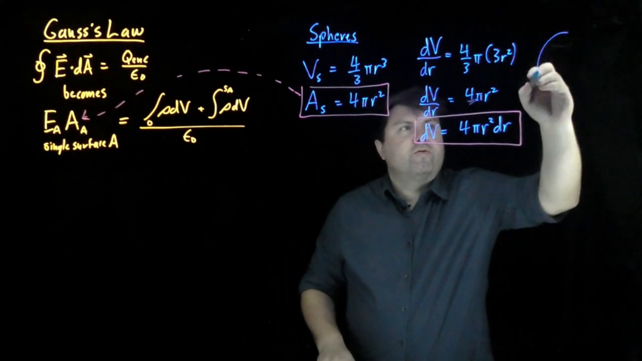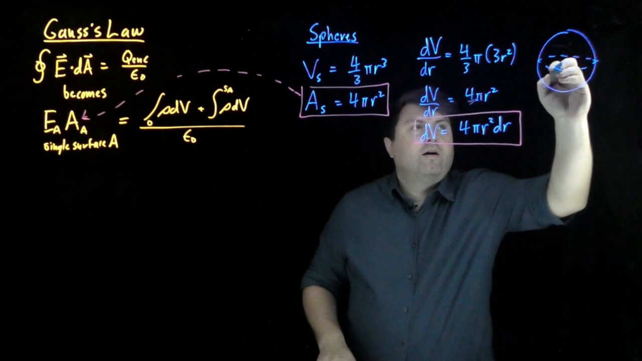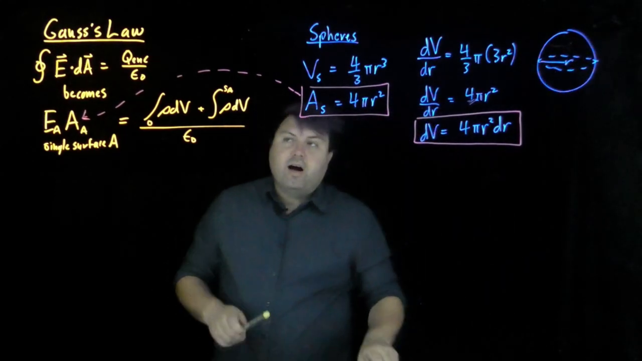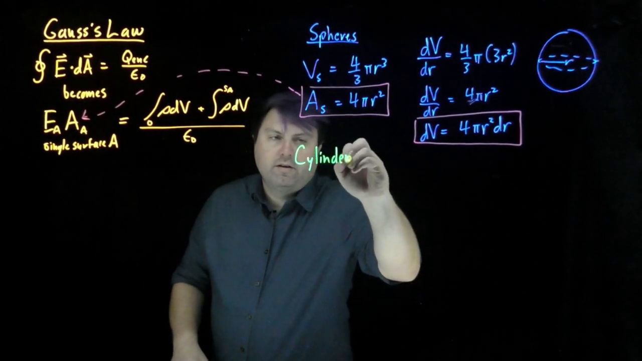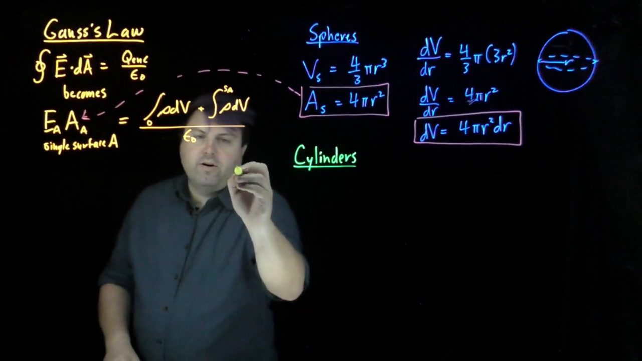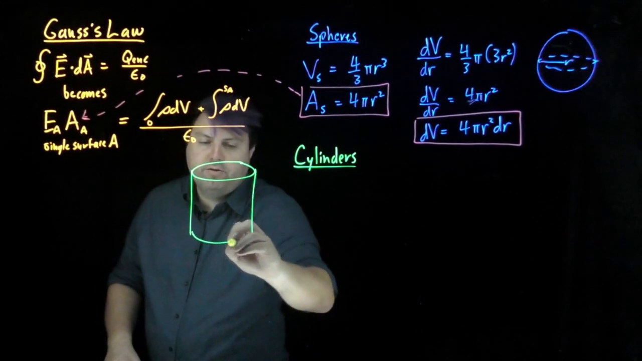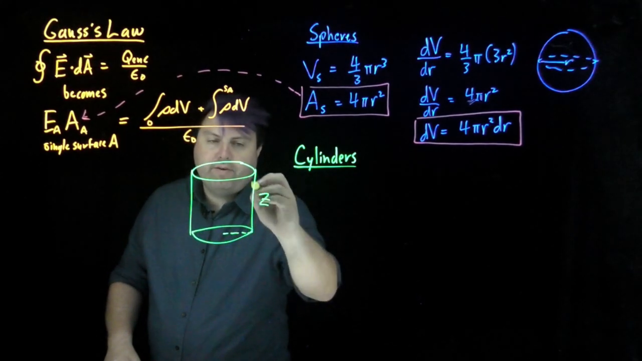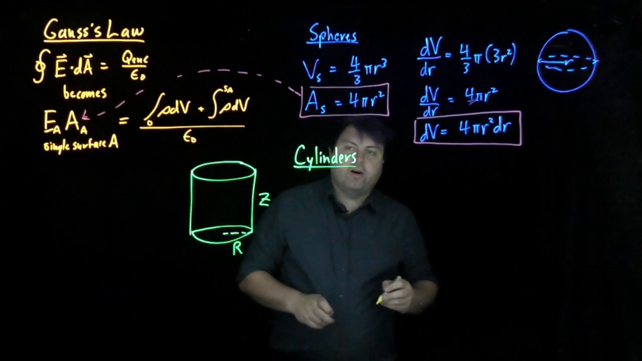We'll draw a nice little sphere just so we all feel comfortable with it, that we have some radius in the sphere. Our other possible Gaussian surface is a cylinder. So for our cylinders, we can do cylinders in two ways. They have now two different dimensions. So they have a height z, and they have a two-dimensional radius, capital R.